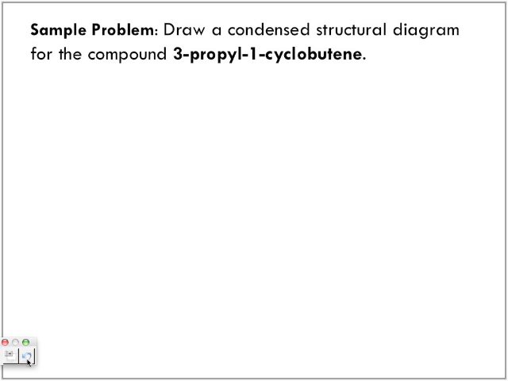Next sample problem. This will be the last sample problem. Draw a condensed structural diagram for the compound 3-propyl 1-cyclobutene. So take a moment, work this one out, see if you are going to get the same answer. Now, first things first, we always want to deal with our main chain. So, cyclobutene.